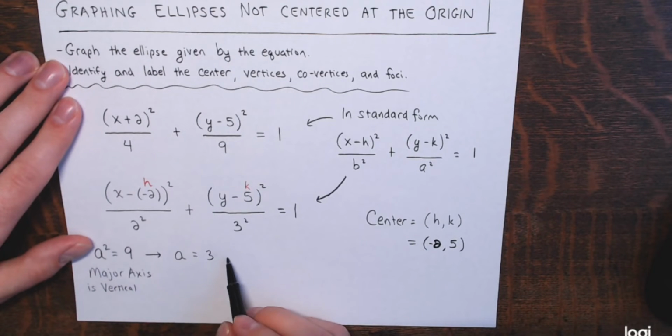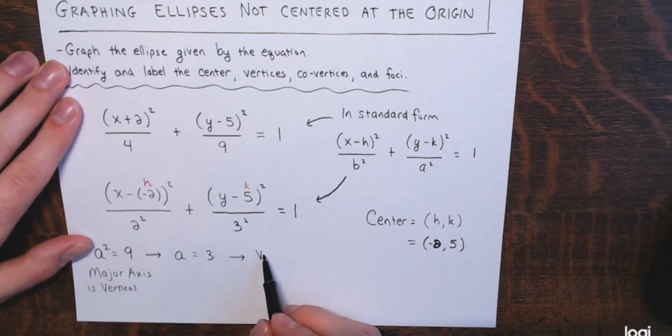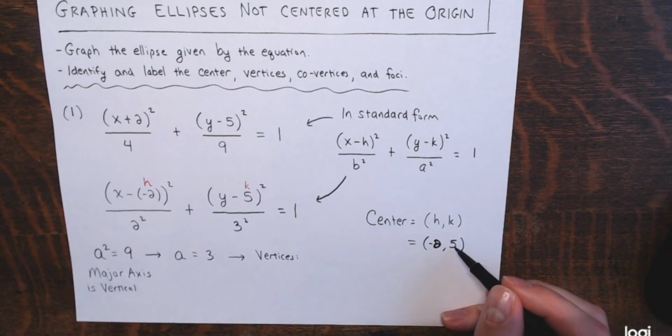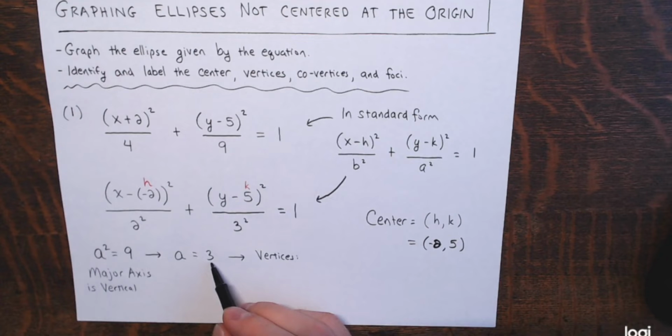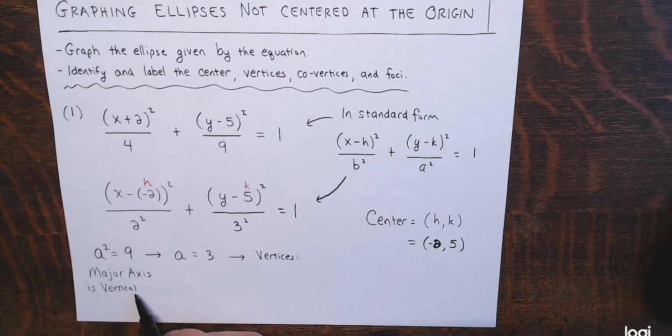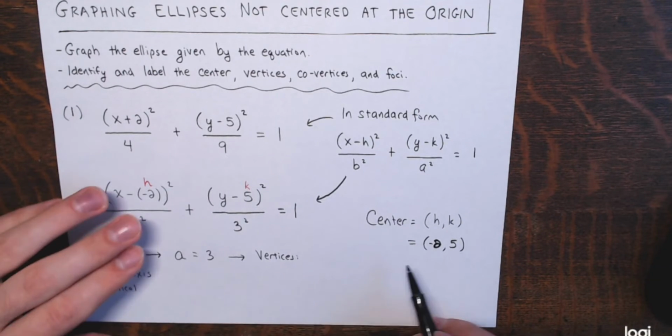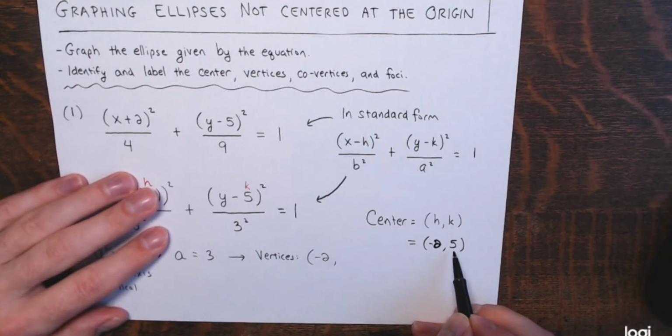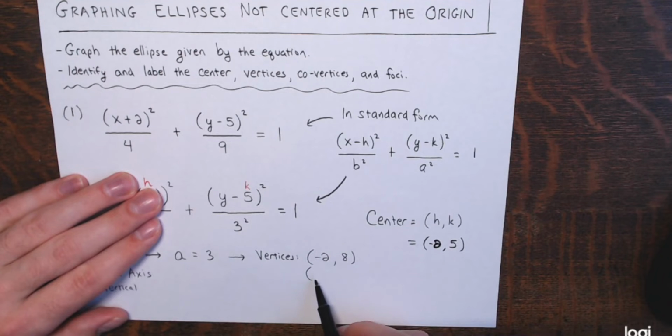So the vertices, right, the ends of the major axis, you just take the center and we're going to add 3 and subtract 3 to the y coordinate, right? The major axis is vertical. So negative 2 and then 5 plus 3 would be 8. And then negative 2 and then 5 minus 3 is 2. So there are the vertices.